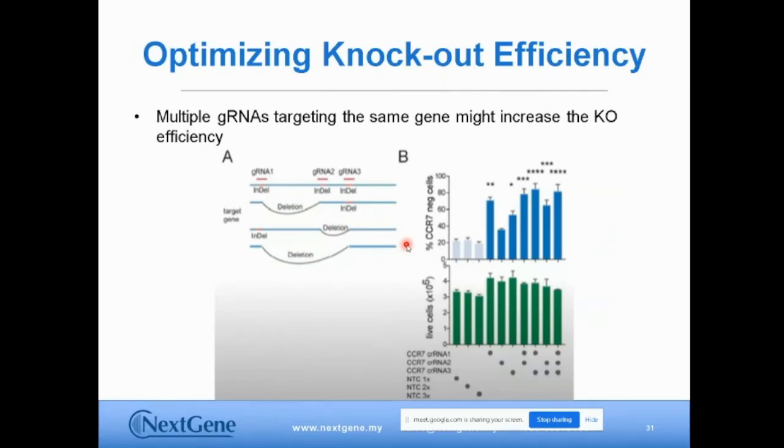In some cases, the guide RNA that you have tried might not work well or give you good enough knockout efficiency. Here in the experiment, they provide an unconventional strategy, which is to use multiple guide RNAs targeting the same gene. They show that they are able to get, in some cases, higher knockout efficiency when using multiple guide RNAs targeting the same gene.